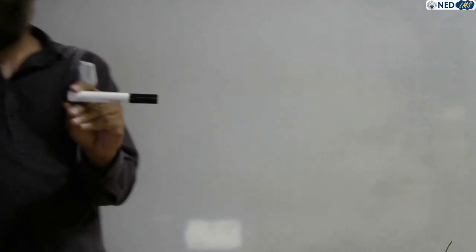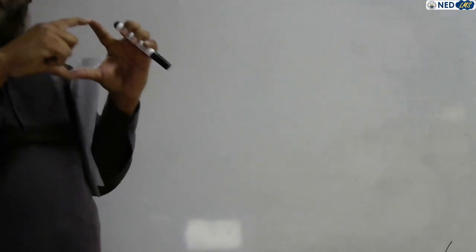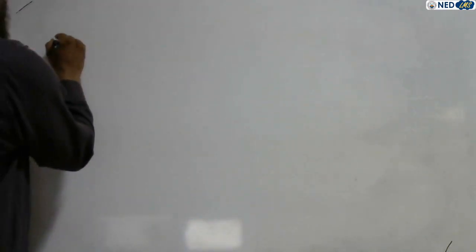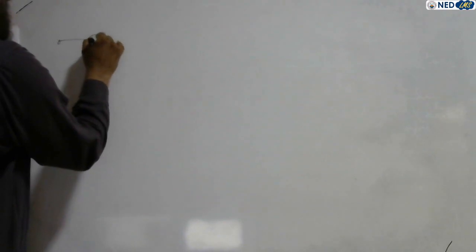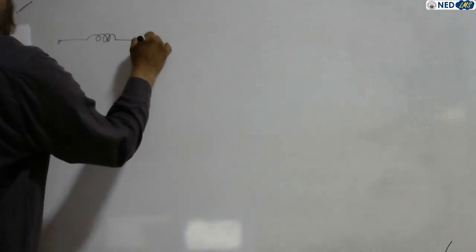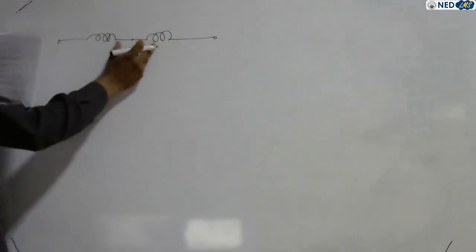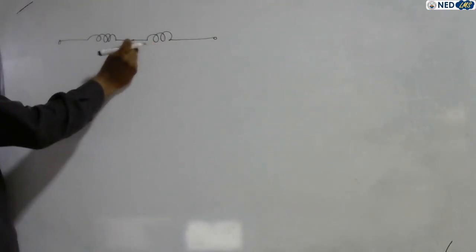And what is parallel? When two elements are connected end to end at both ends, this one is parallel. This one is series, and this one is parallel. So, in series, when two coils are connected such that one end of each coil is joined together, and there is no third element connected there, this is a series connection.